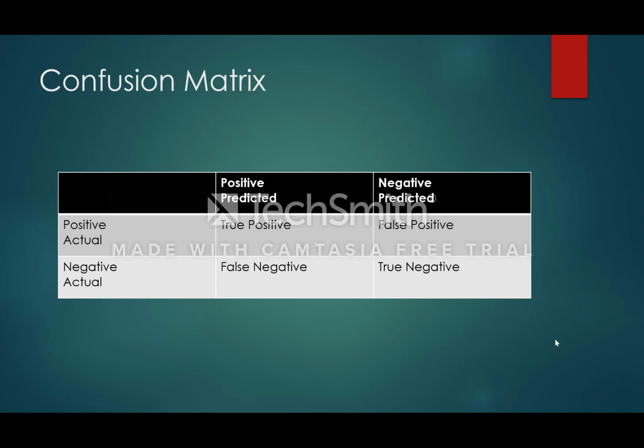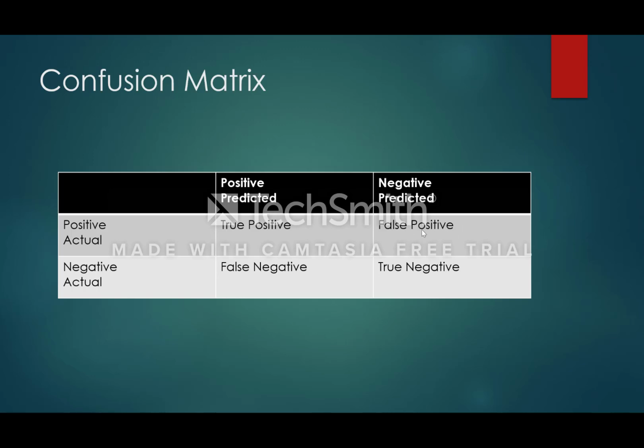Here we can see on the x-axis we have the actual values, and on the y-axis we have predicted values. I took two classes, in this instance positive and negative. If the observation is positive and the prediction is also positive, then it is called true positive. And if the observation is positive and the prediction is negative, it is called false positive.